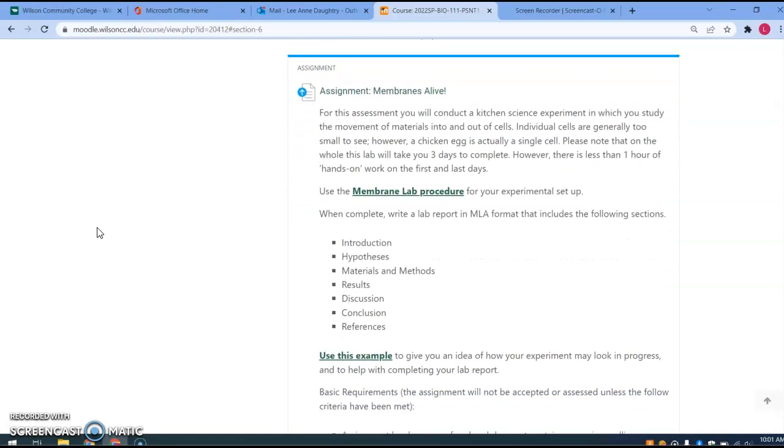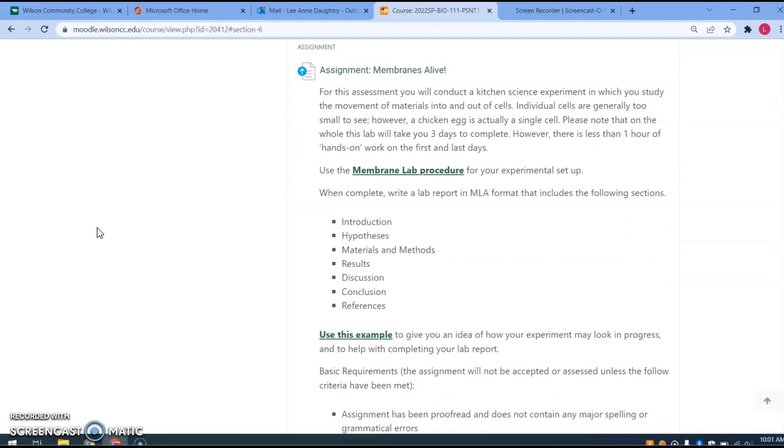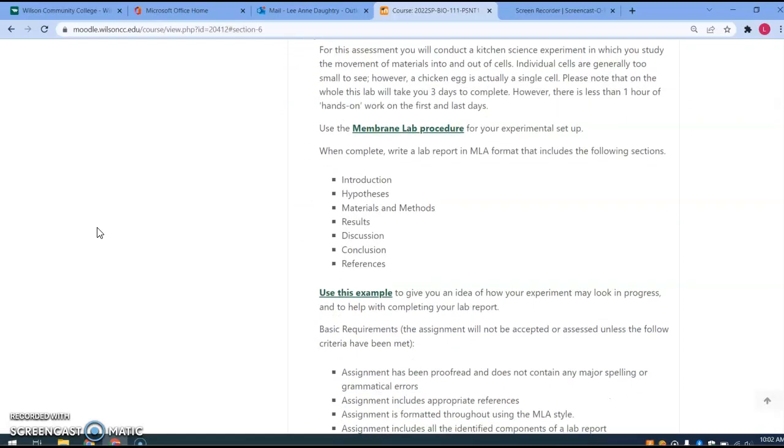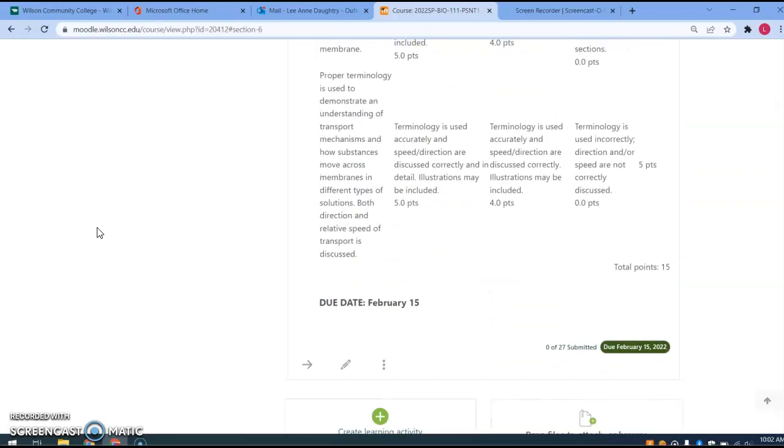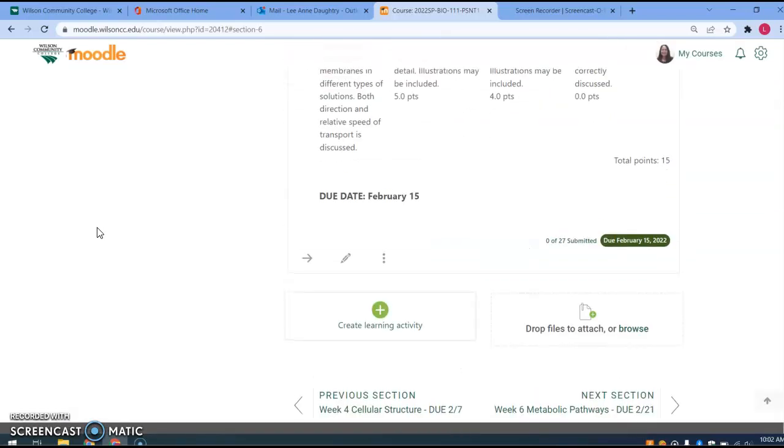And then this is your assignment. You turn in your Membranes Alive lab. This is the one you do with the eggs. And you'll turn that in there.